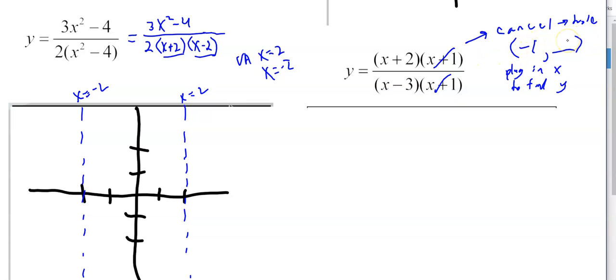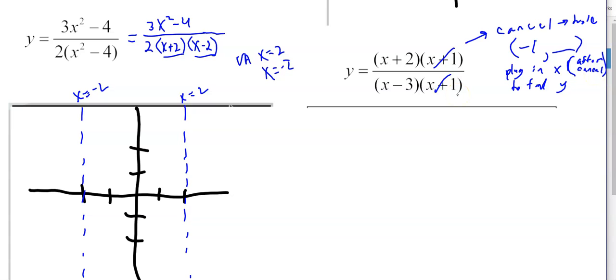But find the ordered pair of the y value there. So plug in -1 for x. Let me say this: after you cancel, that's going to be important. If you try to plug in before you cancel, it's not going to be very easy to do because you get undefined for the denominator, right?